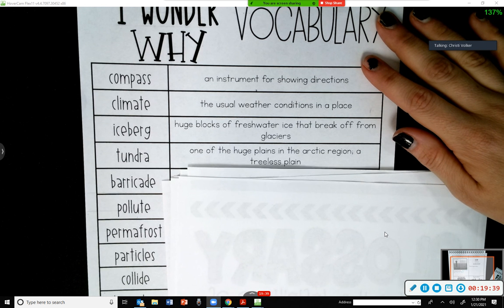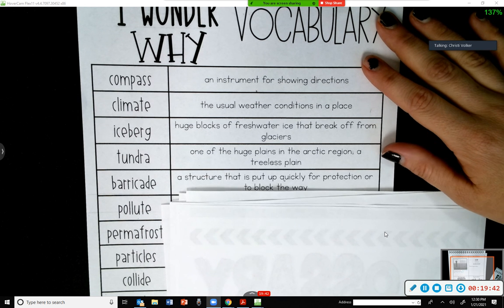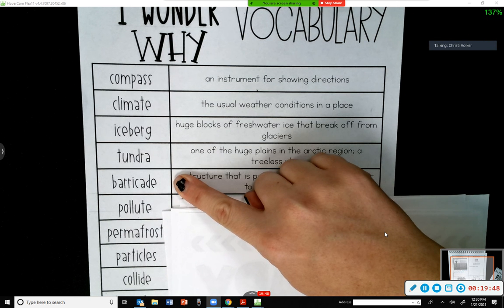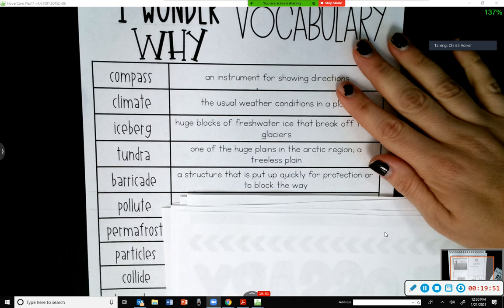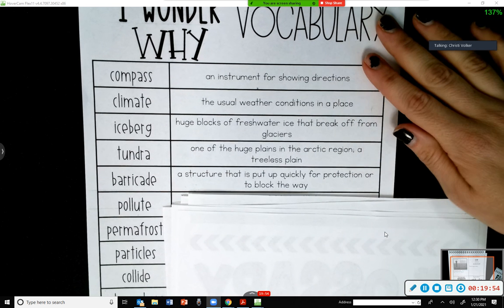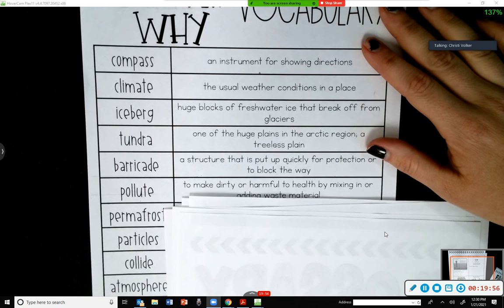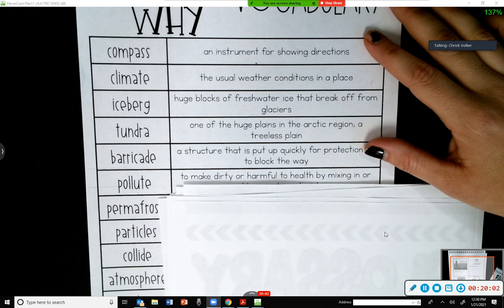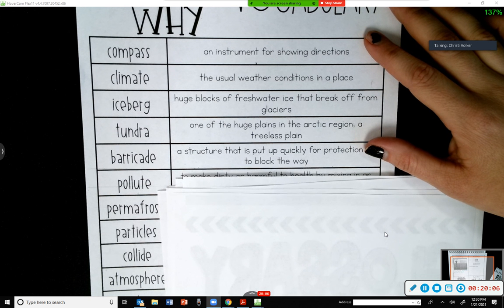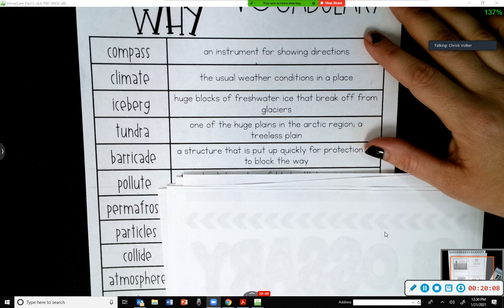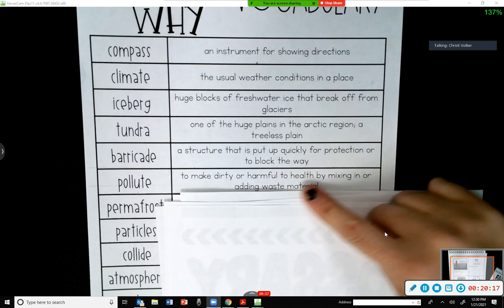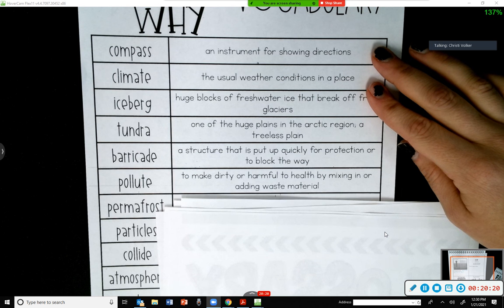Barricade. Barricade is like something that's blocking the way. Okay, so if they put a barricade up, they're putting up something to block you from going. Maybe like a barricade on a road to block off a road if they're doing construction. Okay? Pollute. You heard that word before? Raise your hand if you've heard that word before. Okay, what does pollute mean? You've probably heard pollution. And what does that mean? Allie? Makes dirty. Leave trash everywhere. To make dirty or harmful to health by mixing in or adding waste material.